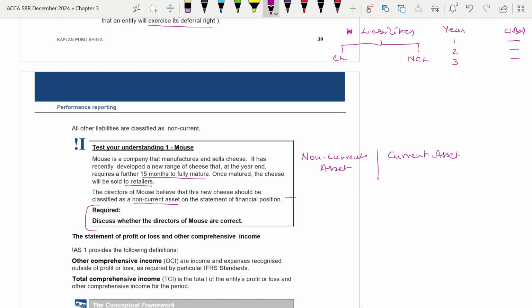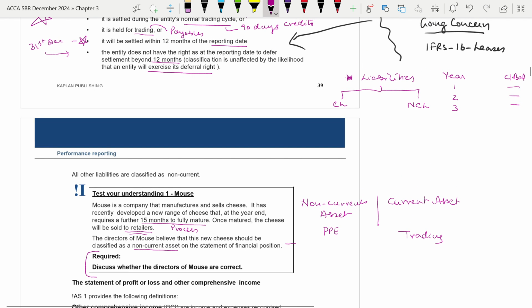No. See what they say: anything related to trading is a current asset. Is it a property, plant and equipment? No. The process takes 15 months, fine. But what they are saying is, once matured, the cheese will be sold to the retailers. What is one of the conditions they mention?